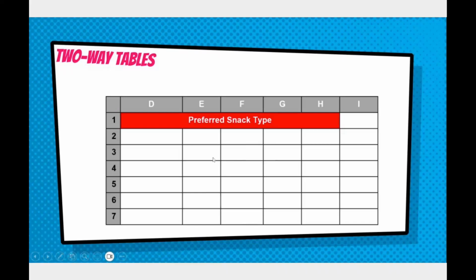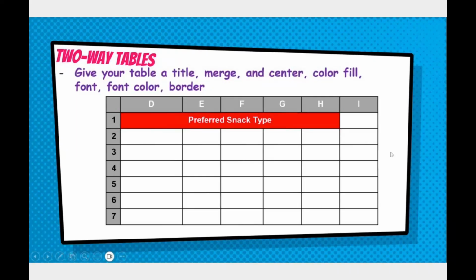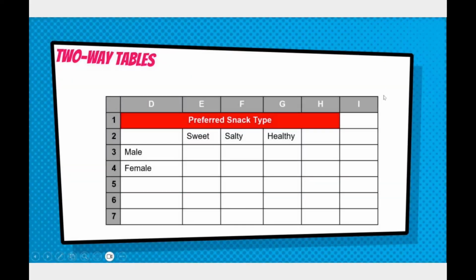I want to start by creating a two-way table. I'm going to put my title really at the top: preferred snack, or what type of snack do you prefer, something like that. And we're going to merge those cells together, make it look like this. Give your cell a title: merge, center, color, fill, font color, border, etc.